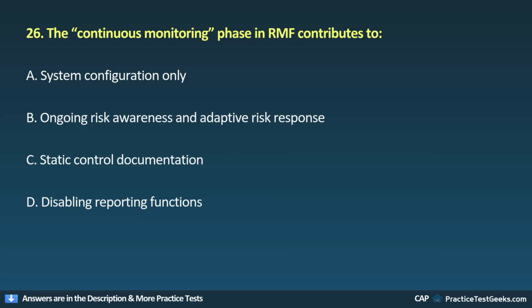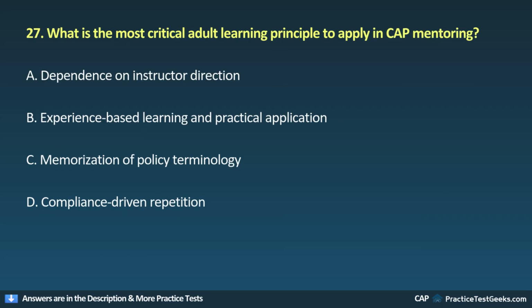26. The continuous monitoring phase in RMF contributes to: A. System configuration only. B. Ongoing risk awareness and adaptive risk response. C. Static control documentation. D. Disabling reporting functions.